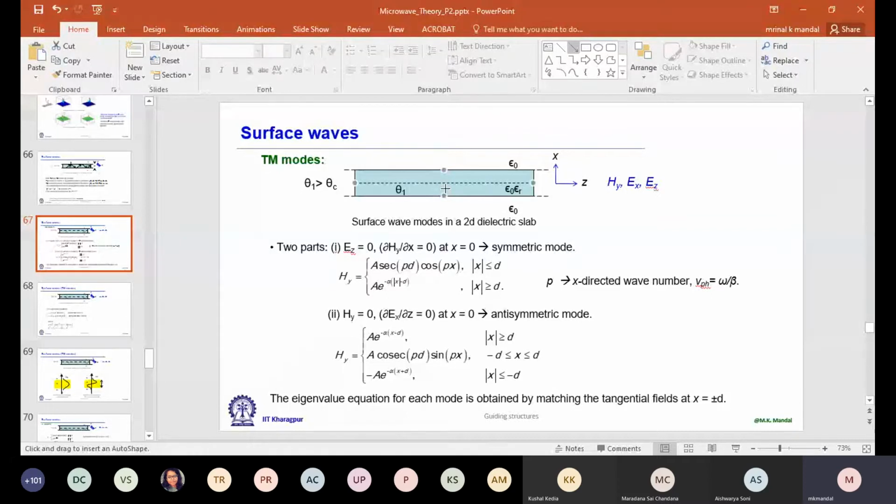Now we can do some simplification. You recall, for microstrip line, looking at the field values, we concluded that since the field component in the direction of propagation is much smaller, we can simply neglect it, and that's why we call it TEM mode.